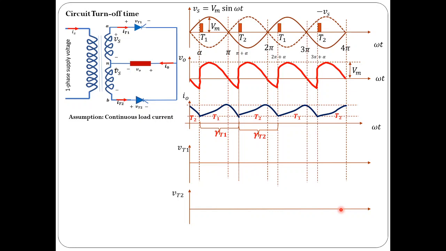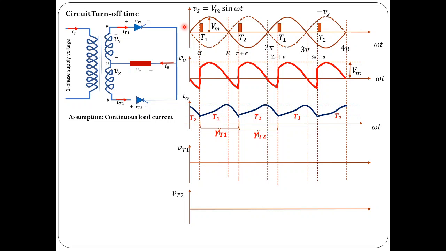Let us see how to calculate the circuit turn-off time. It is very important to know the circuit turn-off time. In fact, the circuit turn-off time must be more than the device turn-off time. Now let us consider the input voltage and output current waveforms, and from that let us try to sketch the voltage across thyristor 1 and thyristor 2, and see what the circuit turn-off time is for each thyristor.